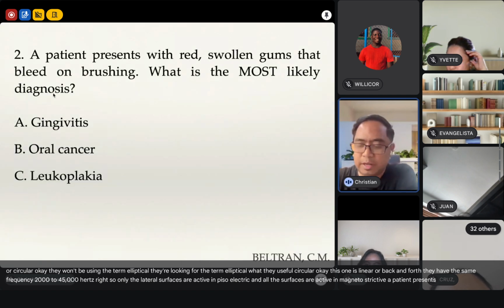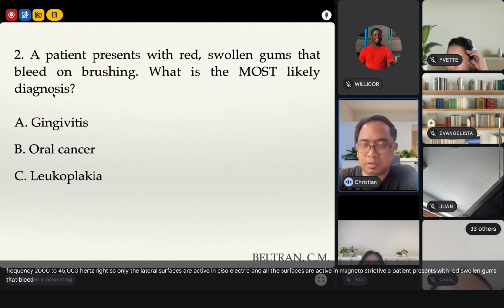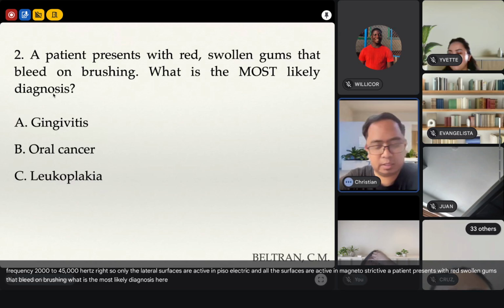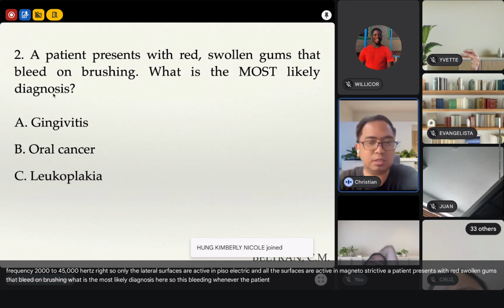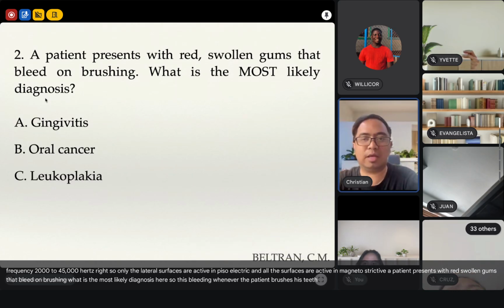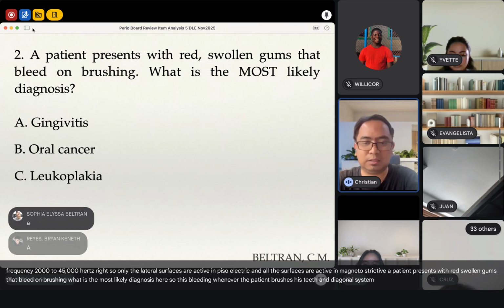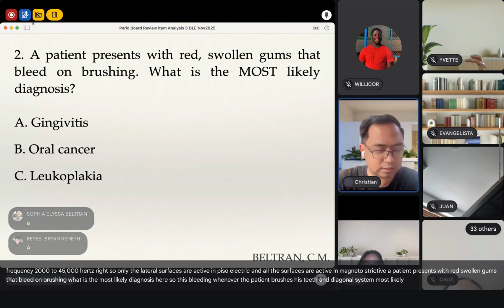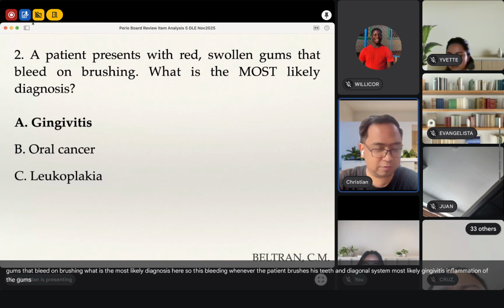A patient presents with red swollen gums that bleed on brushing. What is the most likely diagnosis here? There's bleeding whenever the patient brushes his teeth. What is our diagnosis? Most likely, gingivitis, okay? Inflammation of the gums. Gingivitis.